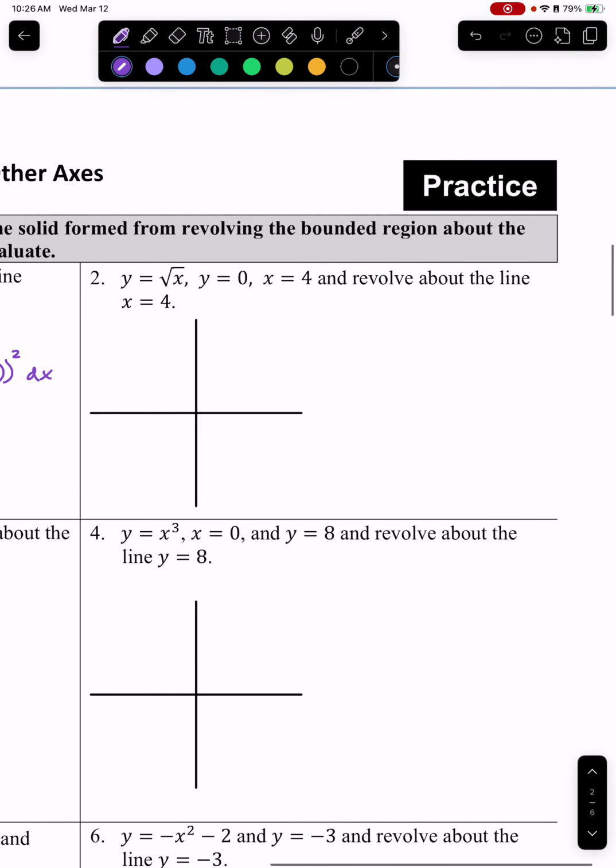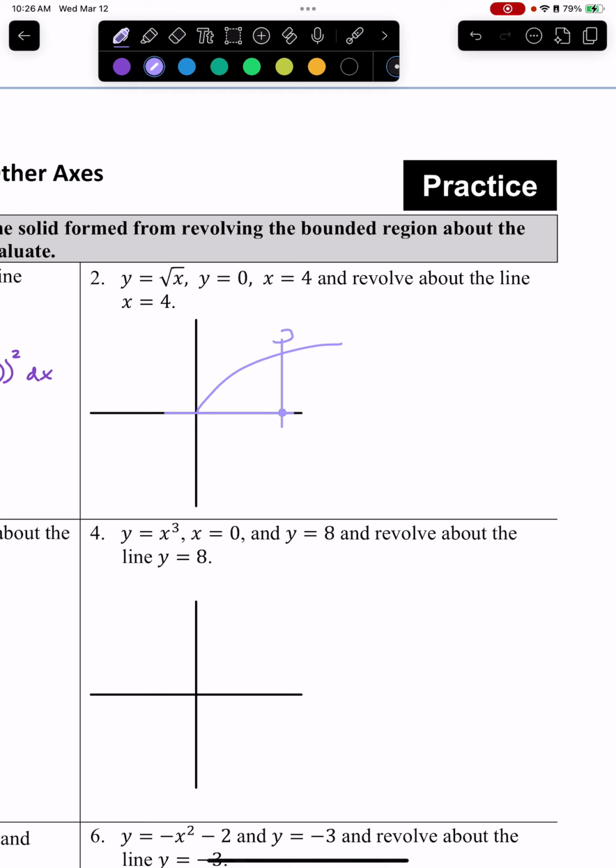All right, the next one, we've got square root of x. It's going to look like this between y equals 0 and y equals 4. Y equals 0, x equals 4. And then we are revolving around that. This point here would be x equals 4, comma square root of 4, which is 2. This would be 4, comma 0. All right, so this is our region. We are rotating it about x equals 4.